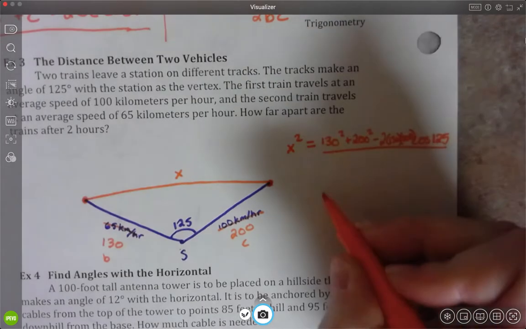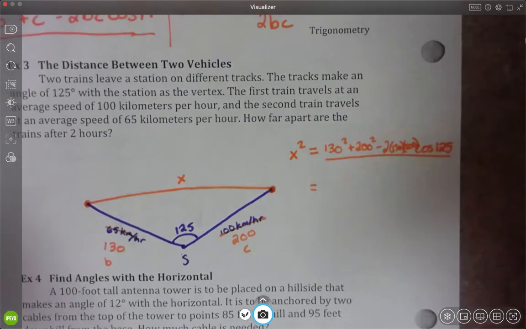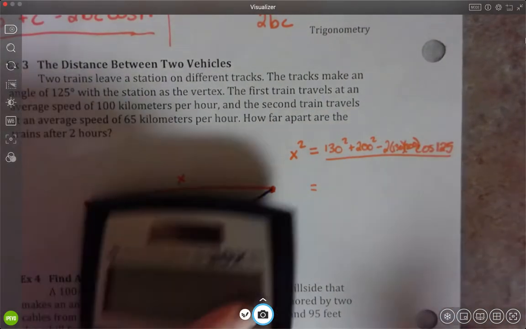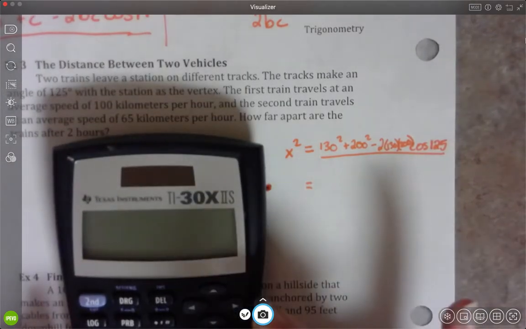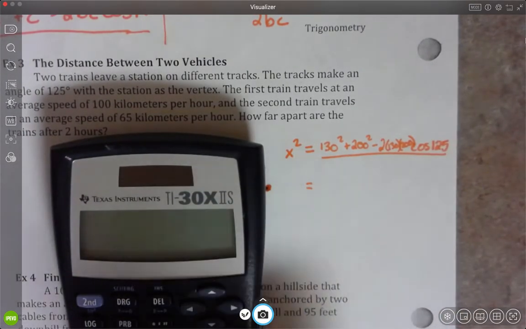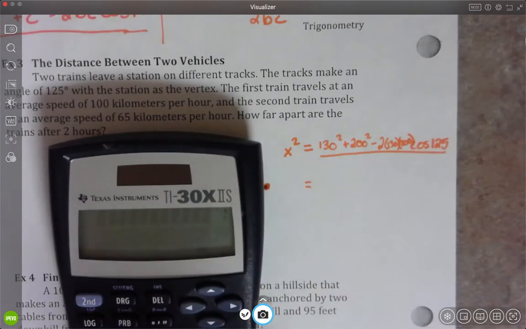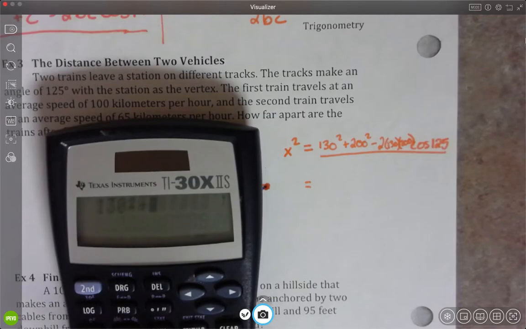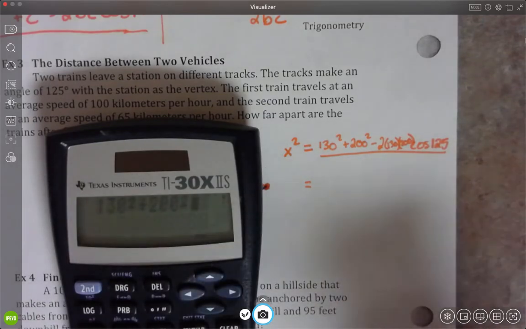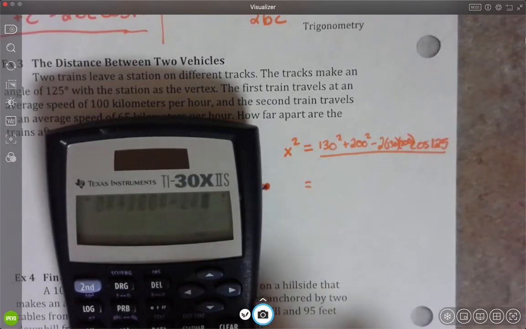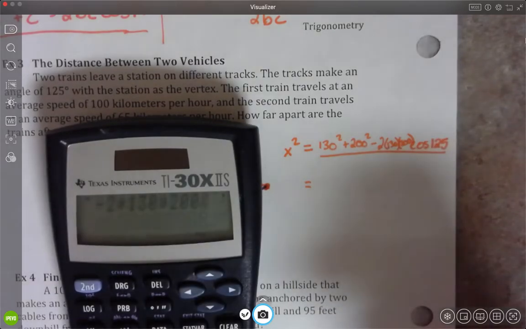We'll see what we get. So, equals. If you type this all in one shot, it will be 130 squared, plus 200 squared, minus 2 times 130 times 200, and then cosine of 125.